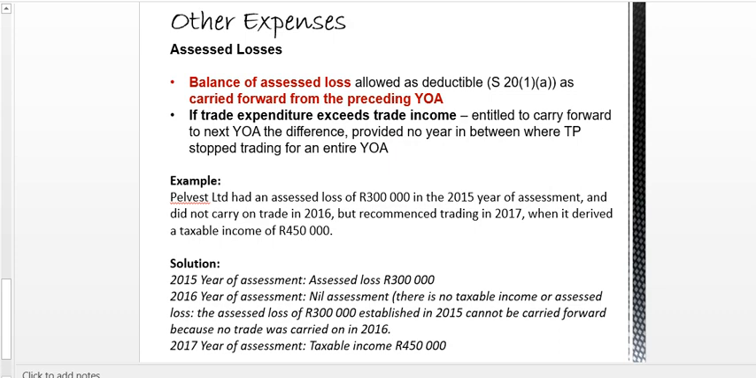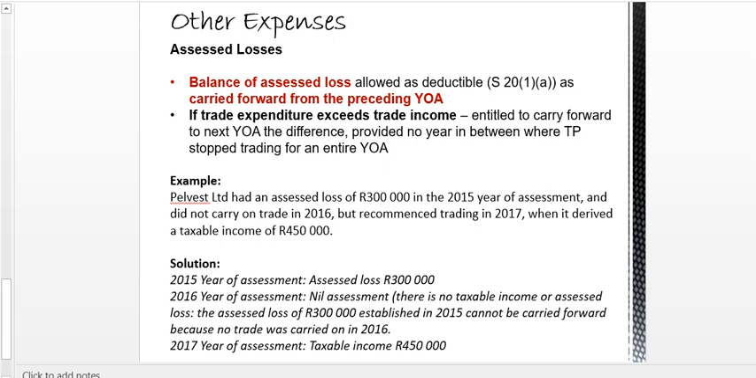That's exactly what I just said there. So let's look at the example. Powervis Limited had an assessed loss of 300,000 Rand during the 2015 year of assessment and did not carry on trade in 2016, but recommenced trading in 2017 when it derived a taxable income of 450,000 Rand. So what is your taxable income for this?